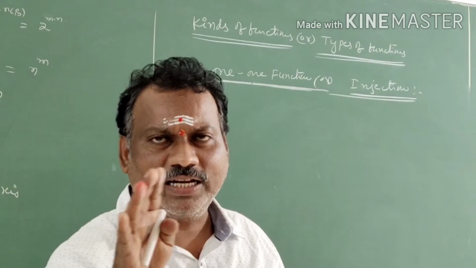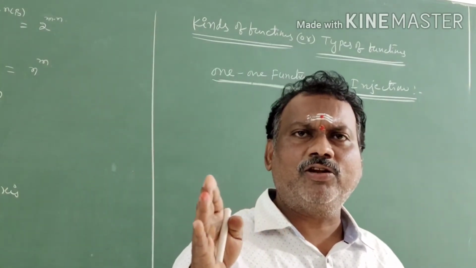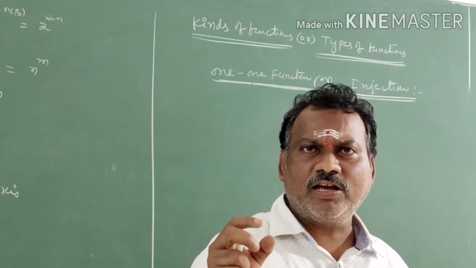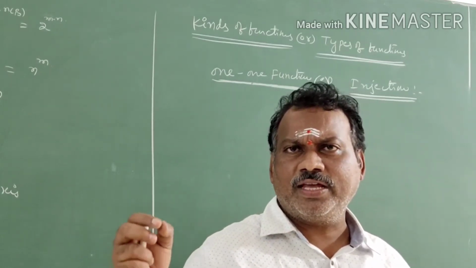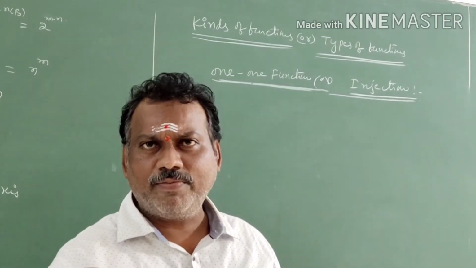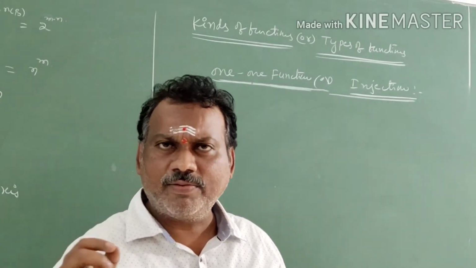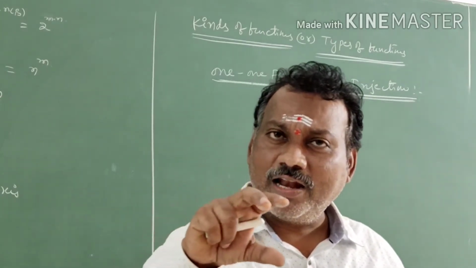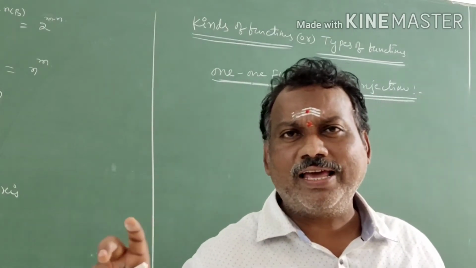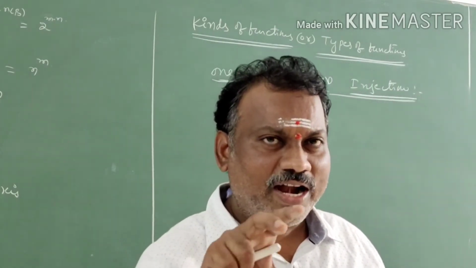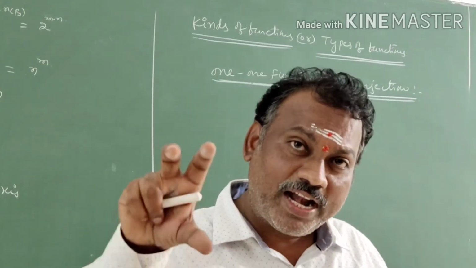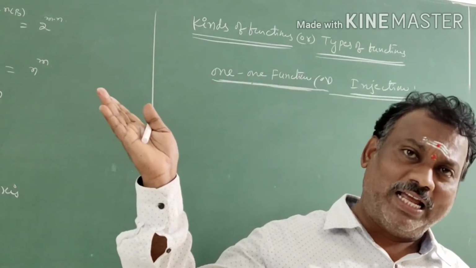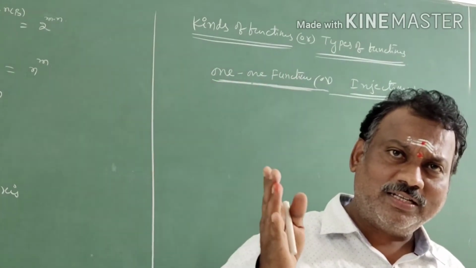Understood, students? Once again I will repeat it. F is a mapping from A to B, said to be a one-one function if distinct elements of A have distinct images in B. Different elements of A have different images in B. In a function, we discuss that every element of A has a unique image in B. Here, different elements of A have different images in B. In a function, there may be the same image also. No problem in that. Clear, students?